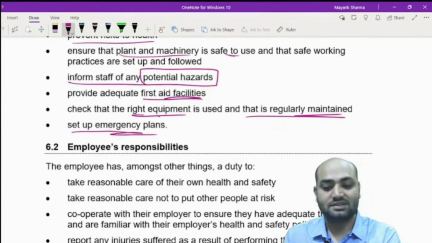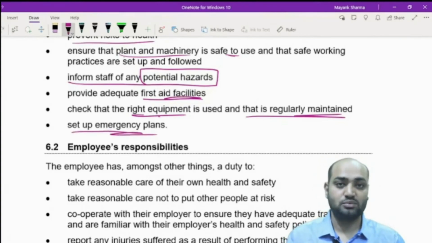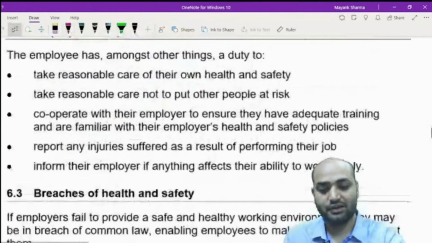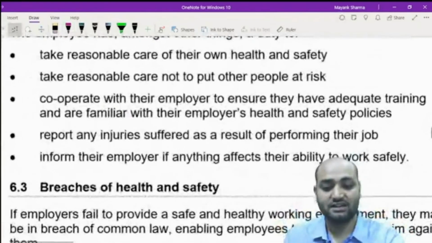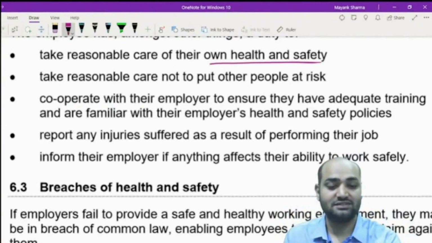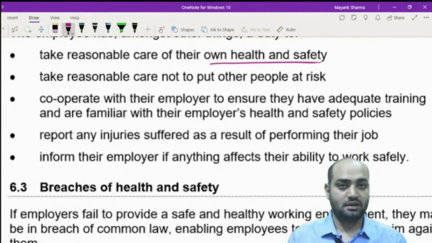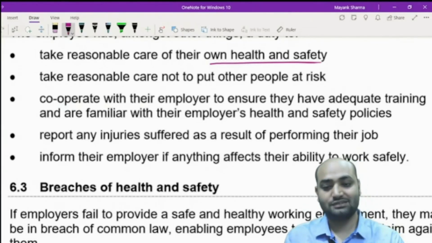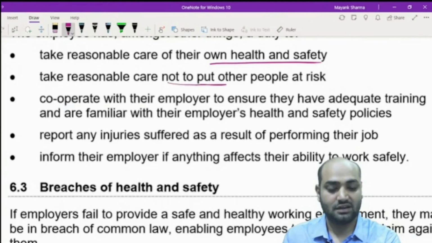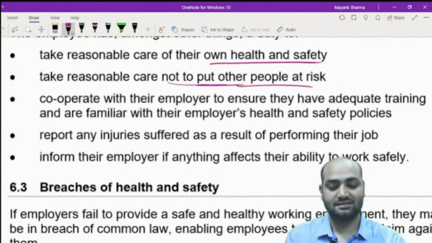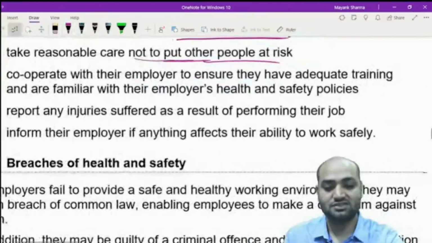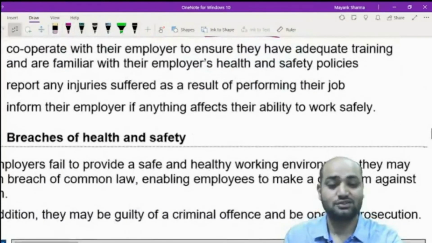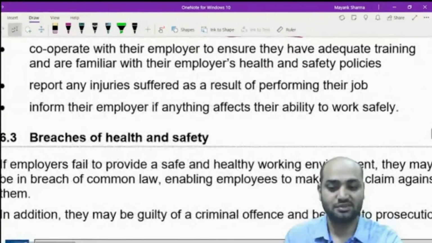Set up emergency plans, and those emergency plans are needed to be communicated to the employees, and employees need to be trained. Employees' responsibilities are to take reasonable care of their own health and safety. So a person's prime responsibility is their health and safety. Next is to take responsible care not to put other people at risk. Other people also can get injured because of a person's negligence. So it is employees' responsibility.